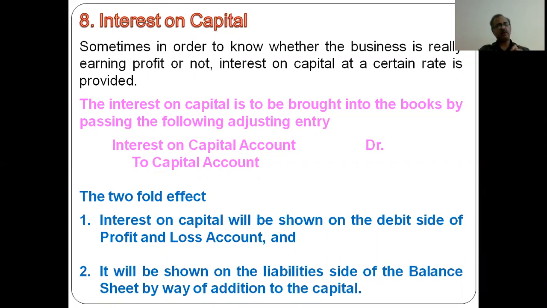So these are the twofold effect of interest on capital. First effect, it will be showing on the debit side of the profit and loss account. Second effect is that interest on capital will be showing on the liability side of the balance sheet by way of addition to the capital. So this is the most important one, by way of addition to the capital. That means capital will increase whenever we are providing interest on capital. The capital of the sole trader will automatically increase.